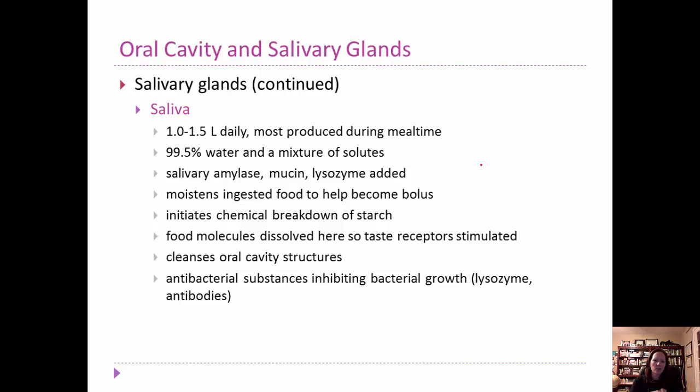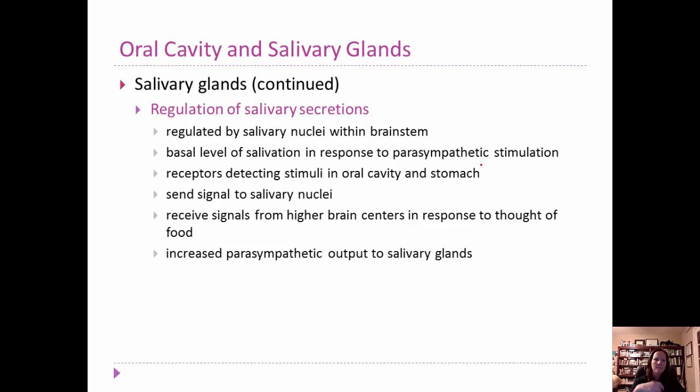Again, I talked about that antibacterial substance, the lysozyme, that is found in it. You also have some antibodies. You have your IgAs in here. And remember, IgAs are found in all of those different secretions of the body.